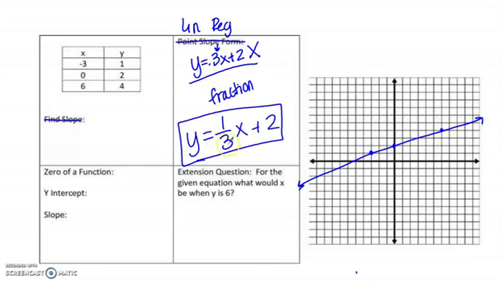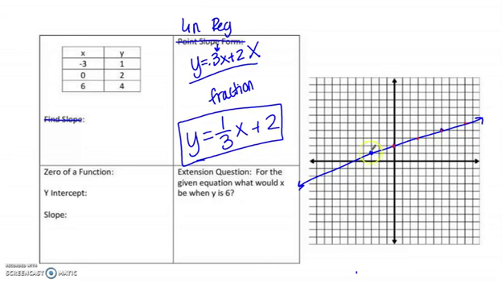Or you could graph this equation. I'll use a different color. This equation says the y-intercept is 2, which I agree. And then it says the slope is 1/3, which means I go up 1 over 3, up 1 over 3, up 1 over 3. See how it's the exact same thing? So as long as you're doing it correctly, you can do it both ways. Perfectly fine. Okay?